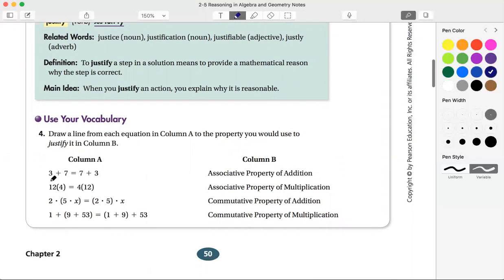What about 3 plus 7 equals 7 plus 3? Well, this property is the commutative property of addition. 12 times 4 is the same as 4 times 12. That is the commutative property of multiplication. 2 times 5 times x is the same as 2 times 5 times x. Notice the only thing that's different is the way we grouped them or associated them. This would be the associative property of multiplication. And 1 plus 9 plus 53 equals 1 plus 9 plus 53, grouped differently, so that's the associative property of addition.